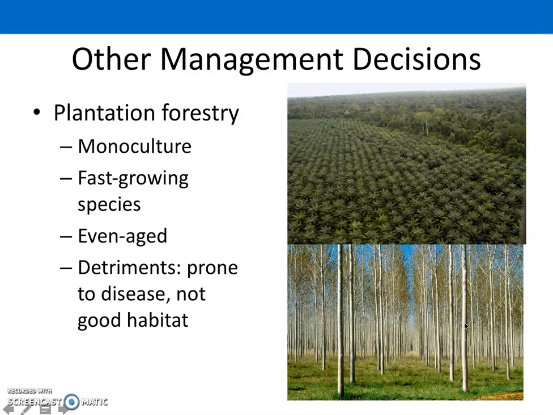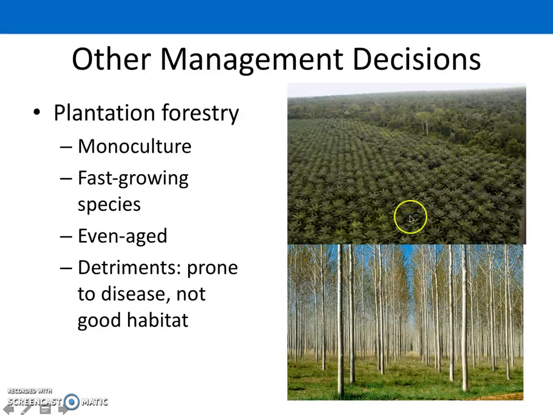So trees are grown in a monoculture. The best tree species for plantation forestry would be fast-growing species, and what you end up with are even-aged stands of trees. I don't want to call these forests because even though there are many trees growing in one area, they are all even aged. They're not very complex. Notice you don't have a lot of understory. So this really isn't a forest ecosystem.